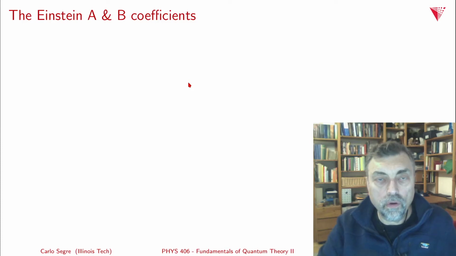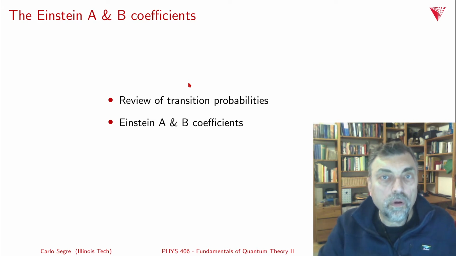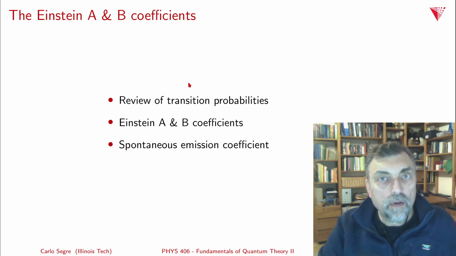In this video, we'll go through Einstein's derivation of the A and B coefficients for stimulated and spontaneous emission. We'll first start by reviewing transition probabilities. Then we'll derive the Einstein A and B coefficients. And finally, we'll get an expression for the spontaneous emission coefficient.